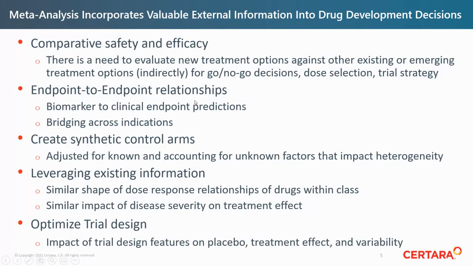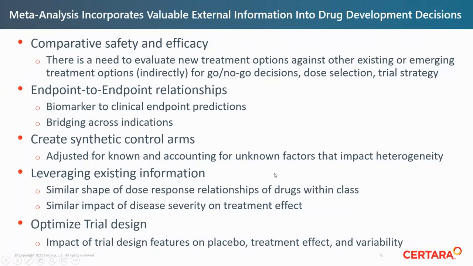We can also create synthetic control arms with the externally available data. We can adjust across multiple studies for certain population characteristics or other factors that might be influencing trial-to-trial variability, and use that as a synthetic control arm. And we can also inform our drug development of, say, dose response or other characteristics of a new drug by borrowing information from other compounds or other trials. So we can leverage that existing information.